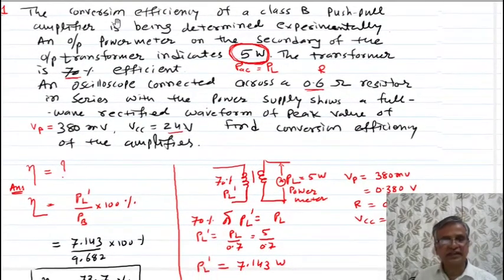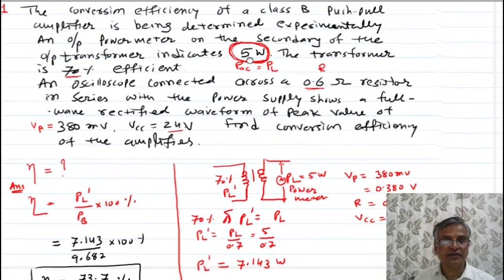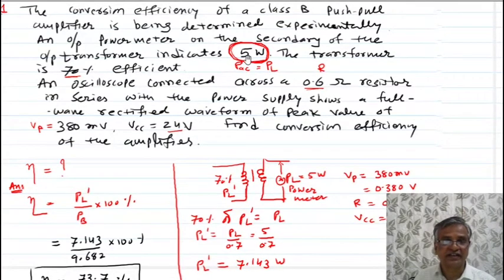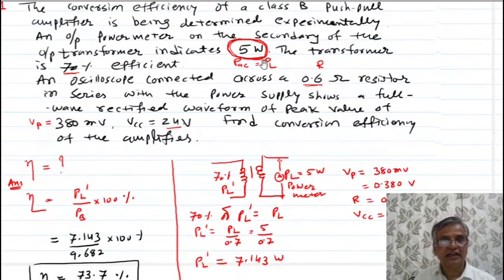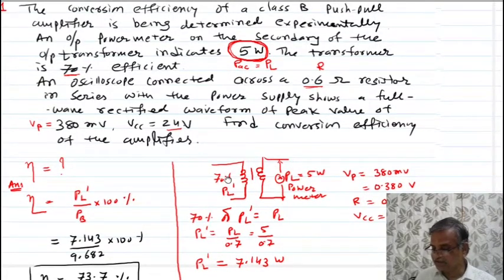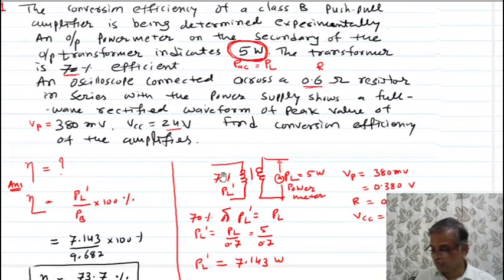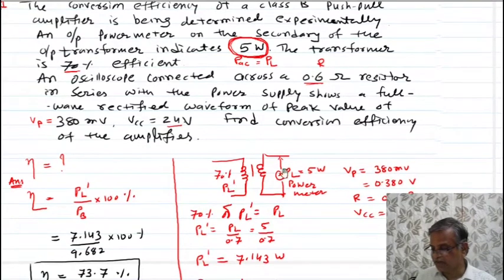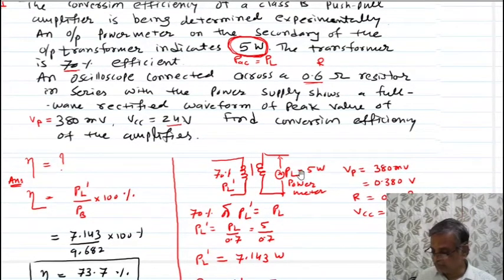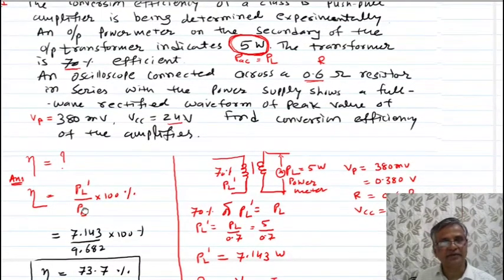Look here, the question is that they are asking you to find the conversion efficiency from this experimental result. So they are measuring the AC power output on a power meter across the RL, means across the secondary, and it is your PL, and that transformer is 70% efficient. So I am writing 70% of PL dash is coming to here. So efficiency, you know, PL dash upon PB.